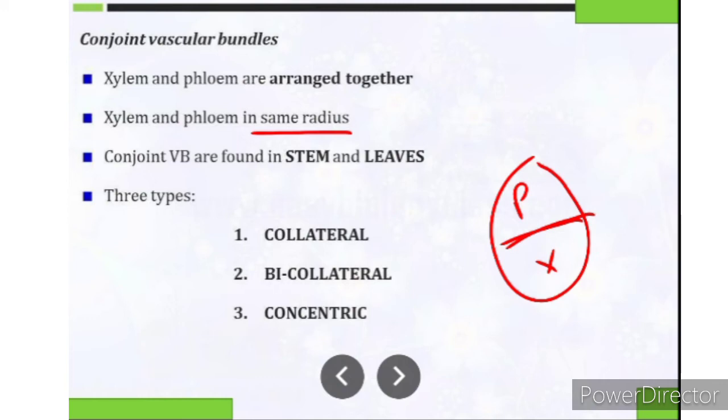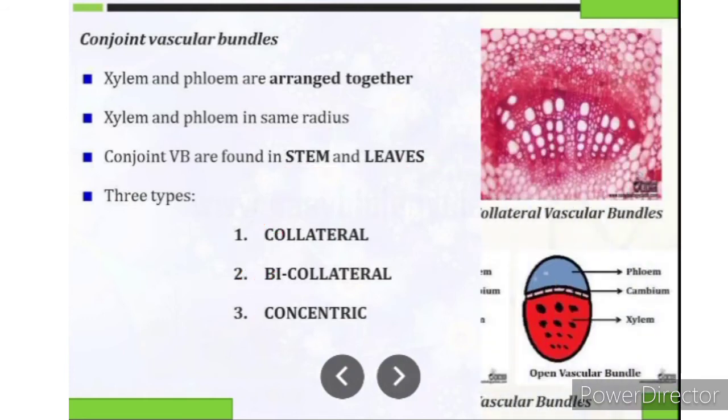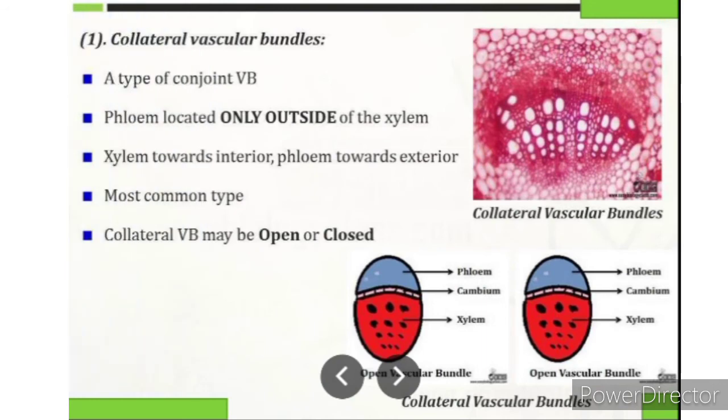Conjoint vascular bundles are mainly found in case of your stem and leaves. There are three types of conjoint vascular bundles we found. One is your collateral vascular bundle, then bicollateral vascular bundle, then the third one is your concentric type of vascular bundle. Collateral vascular bundle. What is collateral vascular bundle? Collateral vascular bundles are the common type of vascular bundles.